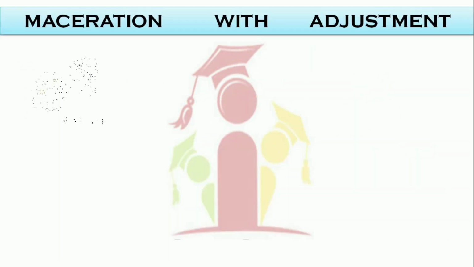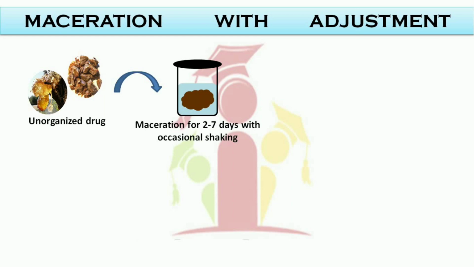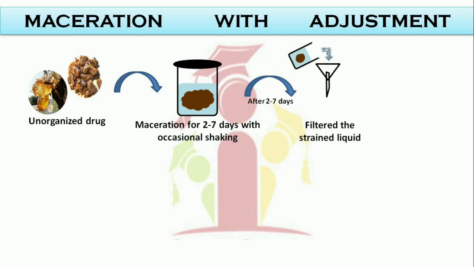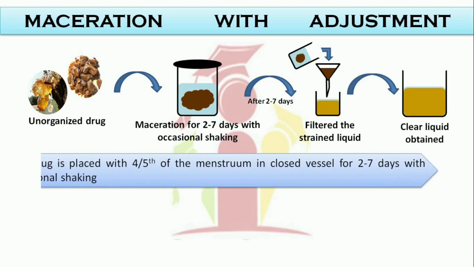Now, maceration with adjustment. In this case, unorganized drugs are taken. Again, these are powdered or not powdered and transferred into the chamber in which maceration is done, and then the lid is again closed. Maceration is done for 2 to 7 days with occasional shaking. After 2 to 7 days, the liquid is filtered and we finally get the clear liquid.